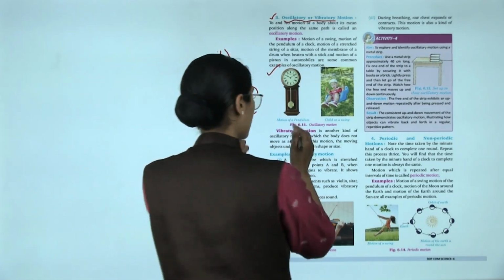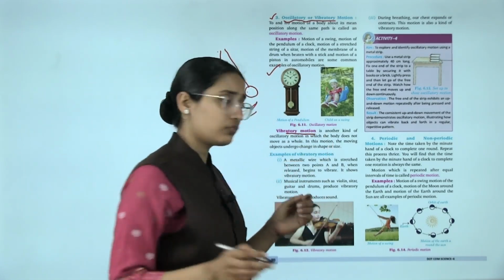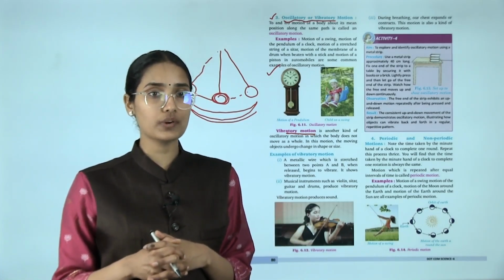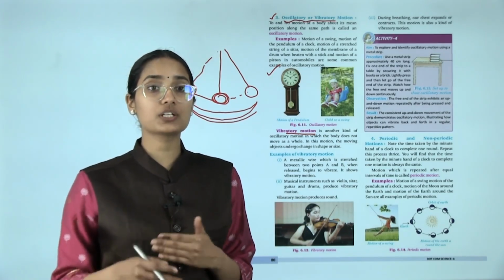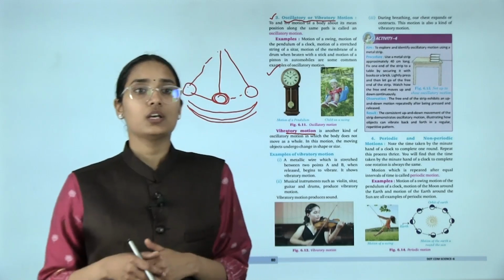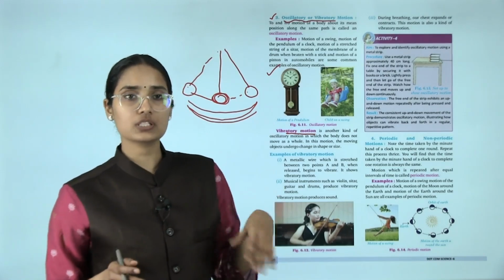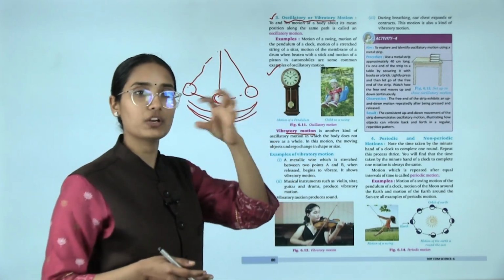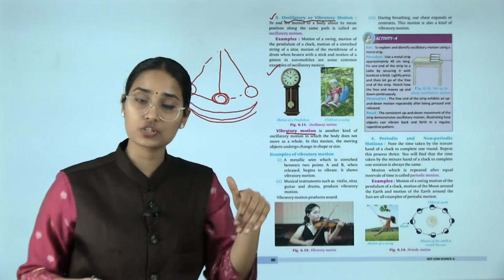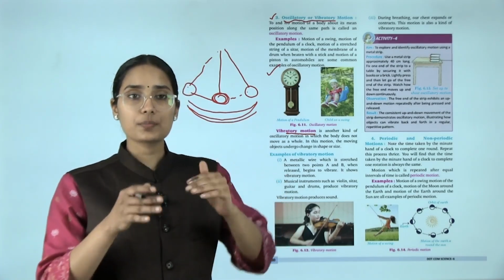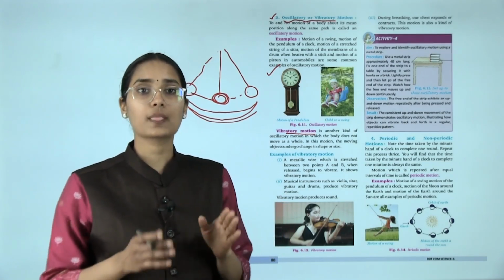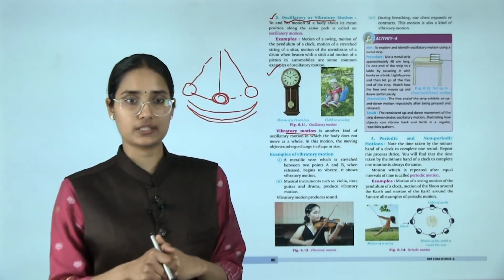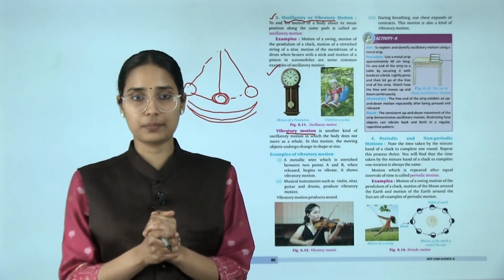Now another is the vibratory motion. Vibratory motion is another kind of oscillatory motion in which the body does not move as a whole. In this motion, the moving object undergoes change in shape or size. In the previous case, the pendulum was oscillating, changing its position. But in vibratory motion, the object doesn't change its position, rather the moving object itself undergoes change in shape or size.